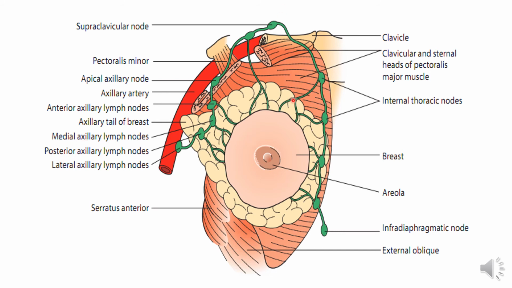I would say superiorly it drains to the infraclavicular lymph nodes and then the lower deep cervical lymph nodes, and medially it drains to the internal thoracic lymph nodes that surround the internal thoracic vessels, and then inferiorly into the nodes draining the anterior abdominal wall.